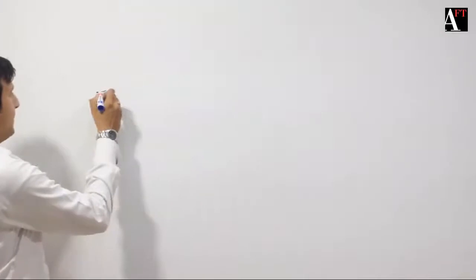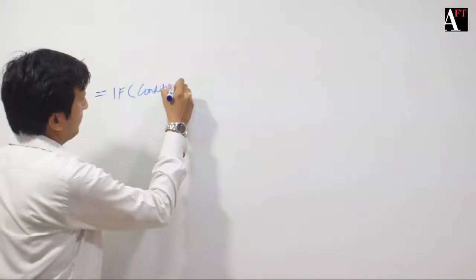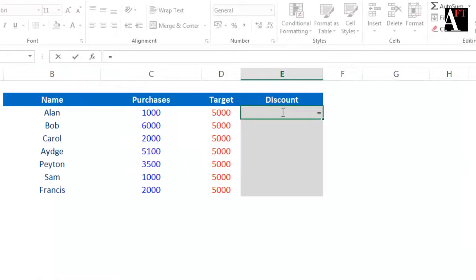The if function in Excel reads like this. I start with if, then there is an opening bracket and I start with the condition. Now, after the condition, I separate it with a comma. Post the comma, I have to write what needs to be done if the condition is true. And then again, after one more comma, I have to specify what needs to be done if the condition is false.